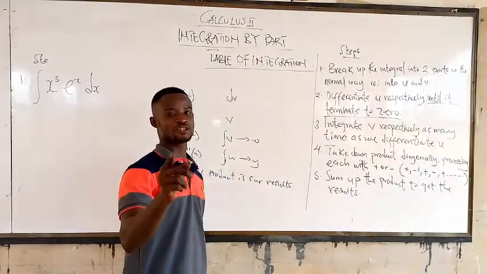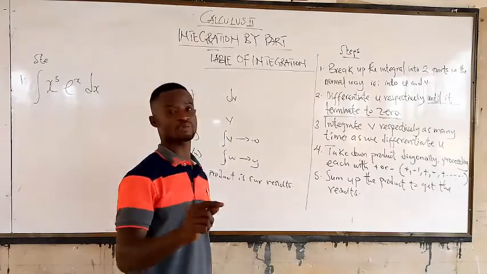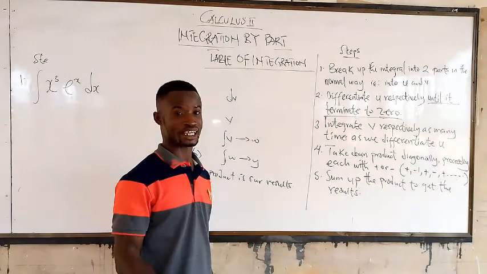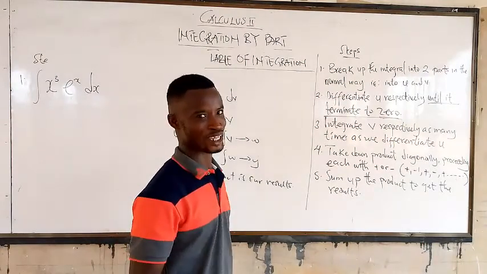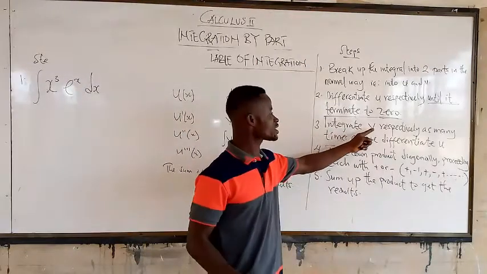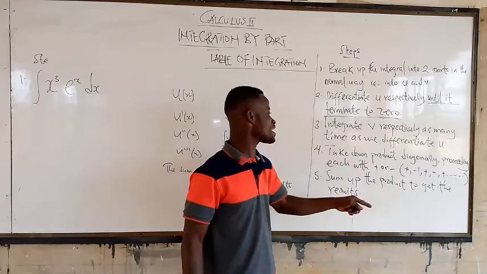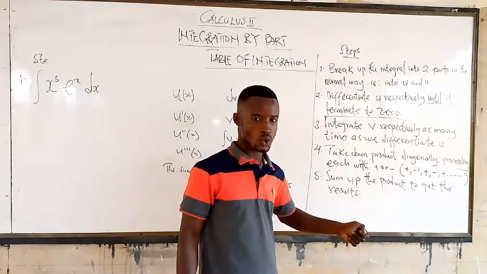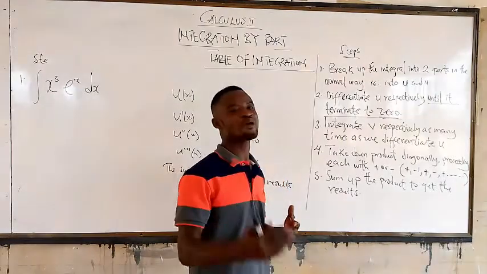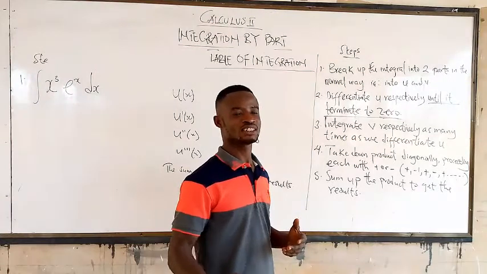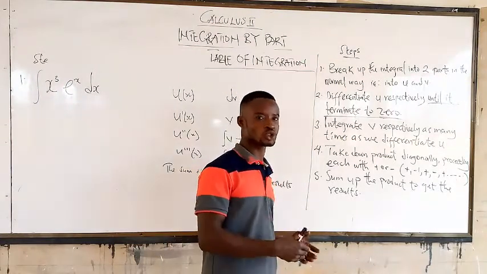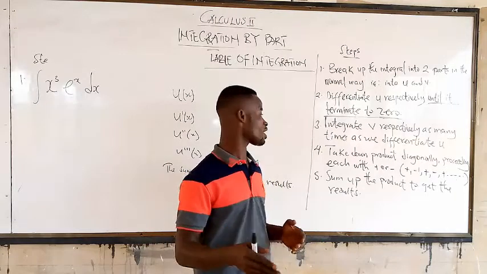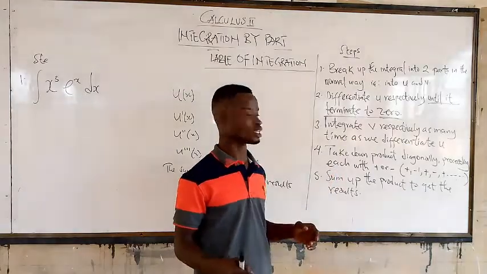It doesn't mean that if your u doesn't terminate to 0, you can't use the method. You can still use it in another way, I will show you. Three, integrate v respectively as many times as we differentiate u. The number of times you differentiate u should correspond to the number of times you integrate v.